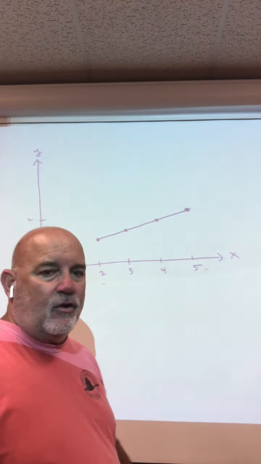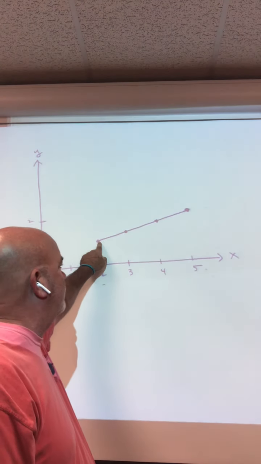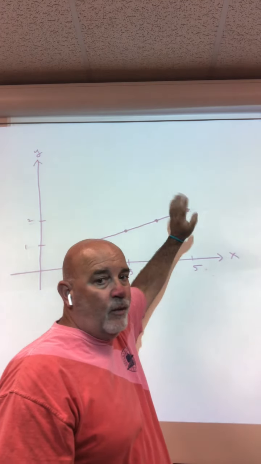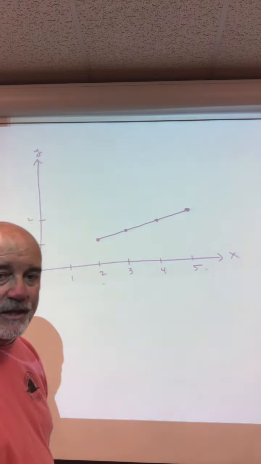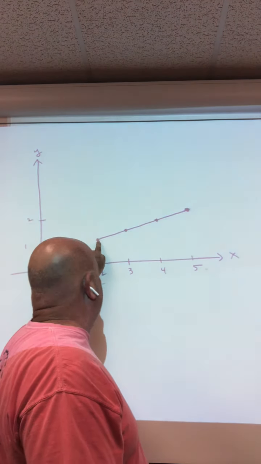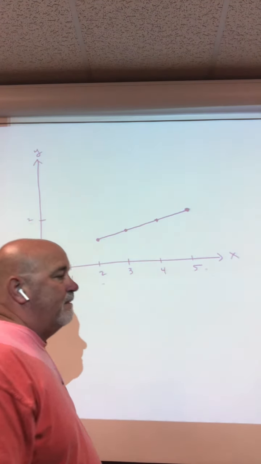So let's suppose I had a graph that started right here and went all the way to over here. No arrow on this graph, so it doesn't go on forever. If it did, that would change some things. But let's just look at just this graph. Starts here and ends right there.